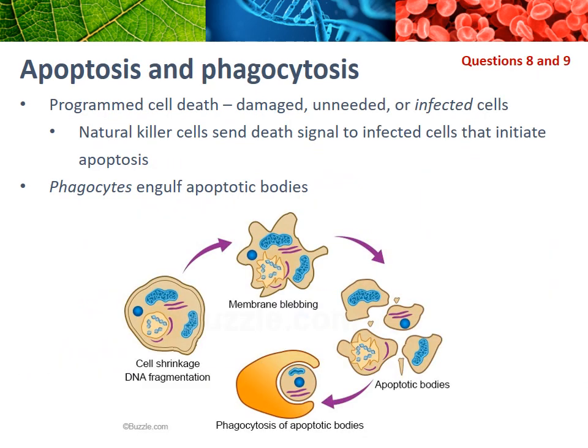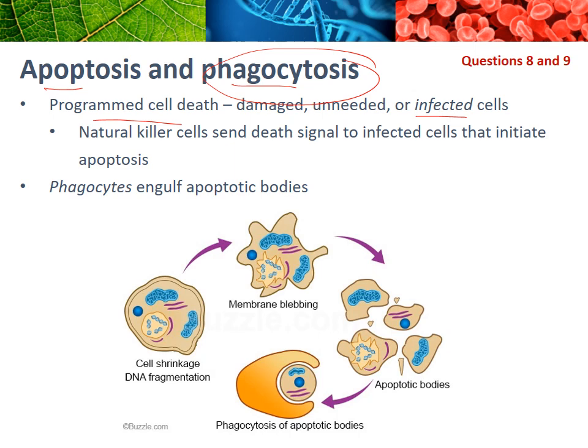Okay, I just want to clarify apoptosis and phagocytosis, because this term phagocytosis came up when we looked at apoptosis, and they are related but different. So remember, apoptosis is the programmed death of a cell, and this happens if a cell is damaged, if it's not needed anymore, or if it is infected. And that's probably what we're focusing on mostly here, a cell that has been infected.